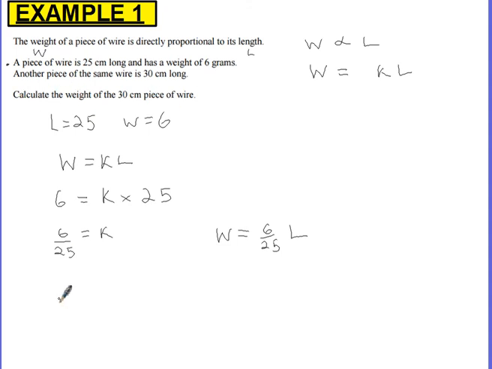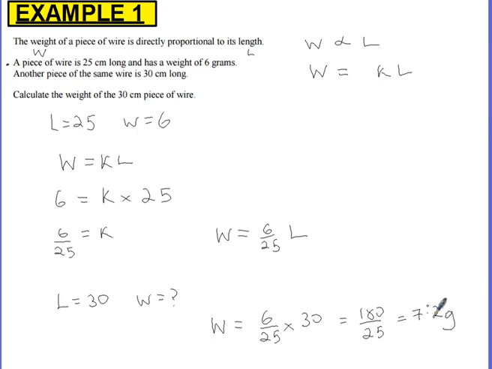Now we're saying, what is the value of W when the length is 30 centimeters? So we're trying to find W. All we do is put that into our formula. W equals 6/25 times 30. So it's 180 divided by 25, which is 7.2, and we're talking grams. It's a good idea to always put your units there. So that's the simplest example then.